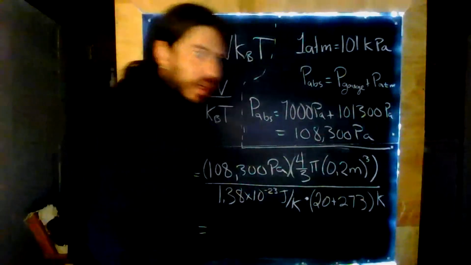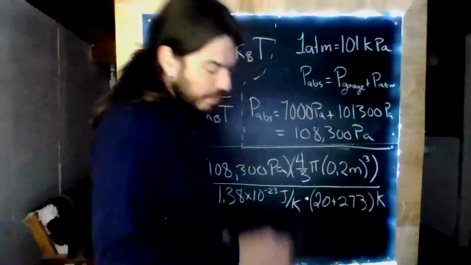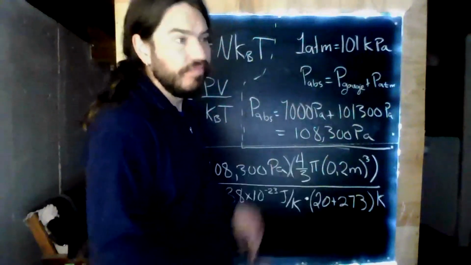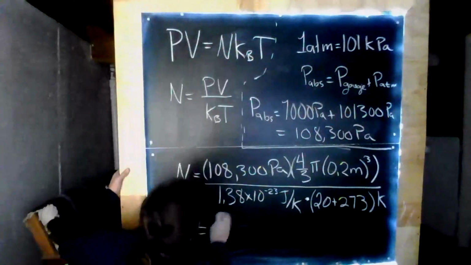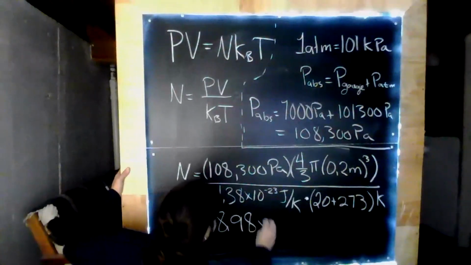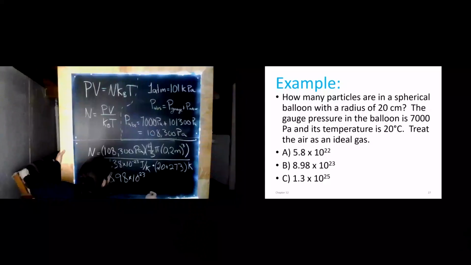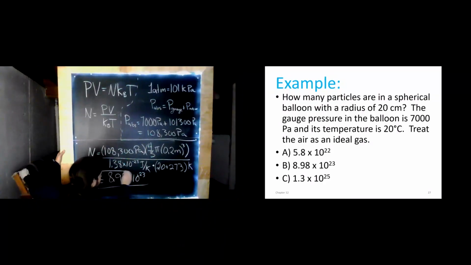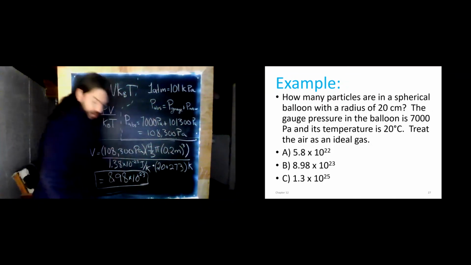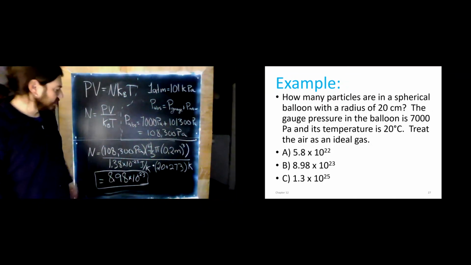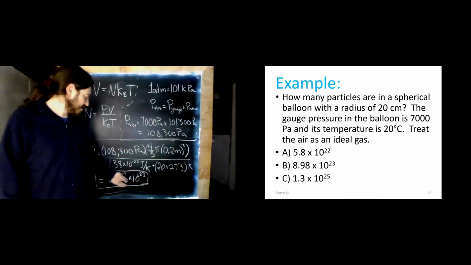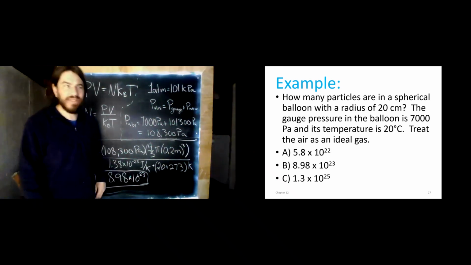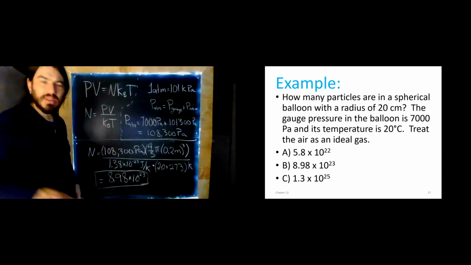Okay, so I ran my calculator, and I got 8.98 times 10 to the 23rd. Okay. It's a lot of particles. You know, it's on the order of a mole and a half. Yeah, it's a reasonable number. I like it.